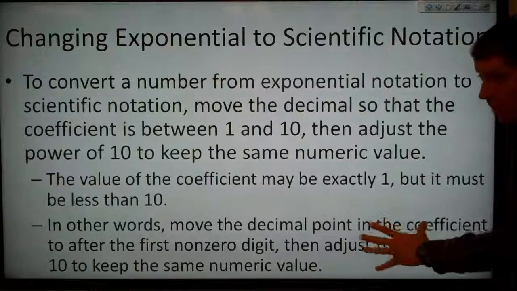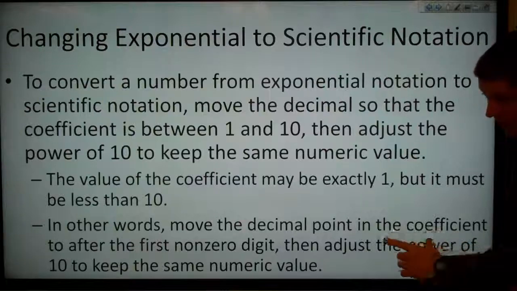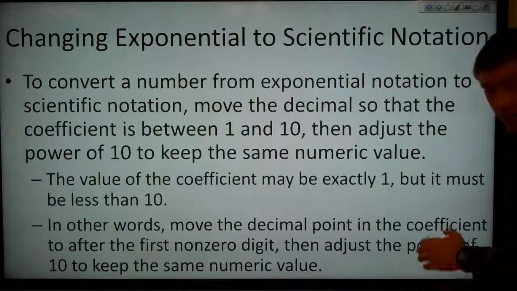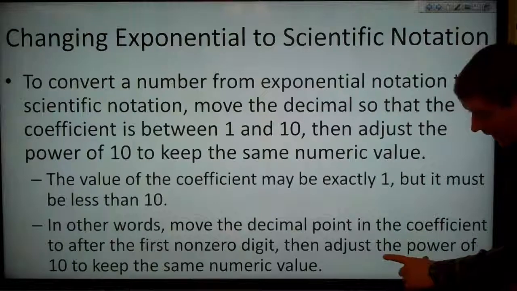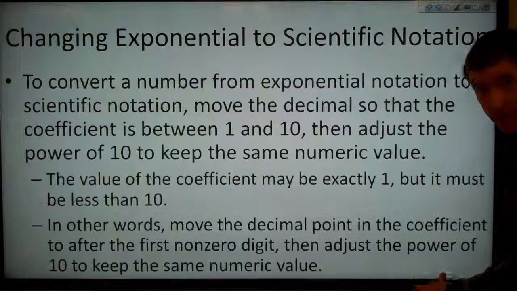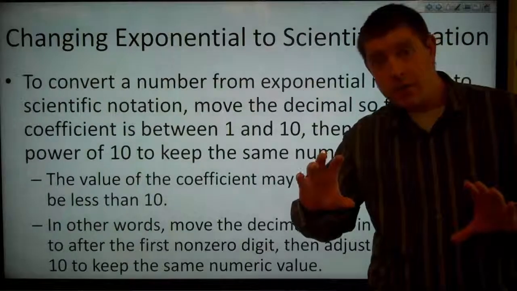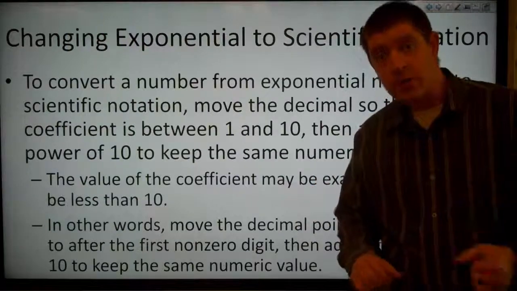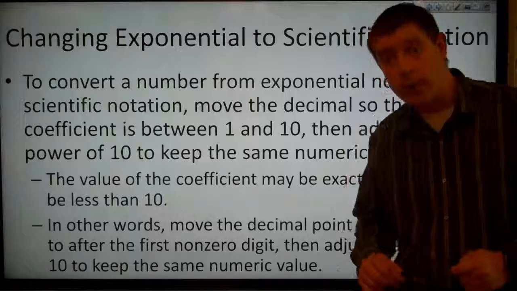So, what we mean here then is move the decimal point in the coefficient to after the first non-zero digit, so something between 1 and 9, including 1 and 9, and then adjust the power of 10 to keep the same numeric value. So, if you had to move the decimal point one place to the left, you need to increase the exponential by one value.